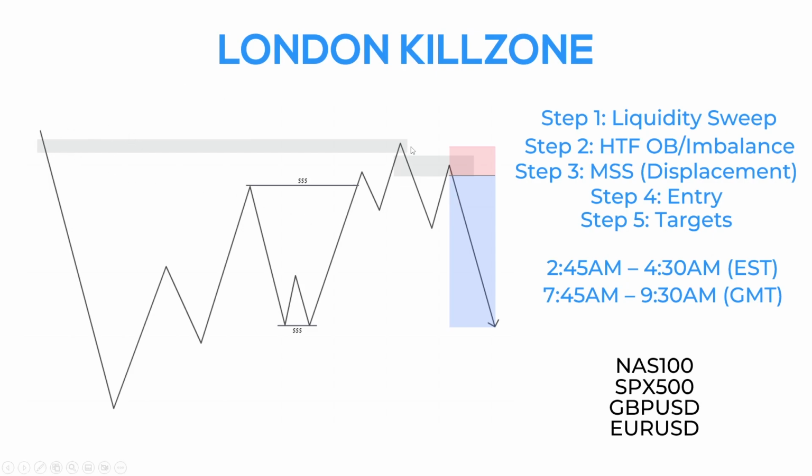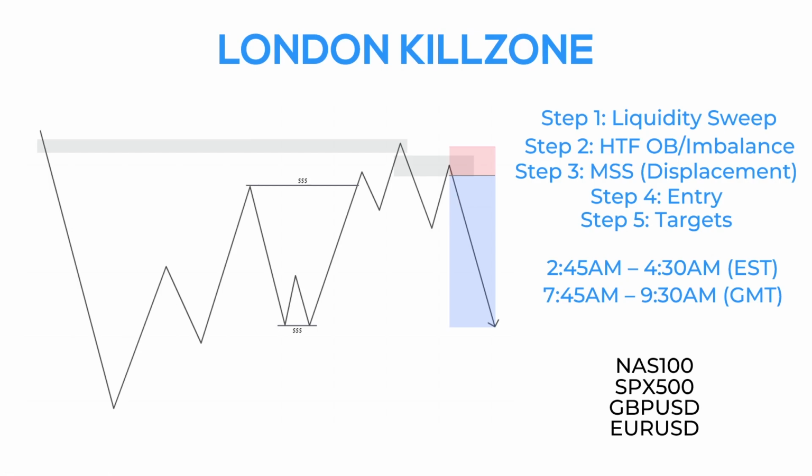Now after price taps into your order block, the next thing that you want to look for is a market structure shift with displacement, and you want to enter off the imbalance. So right over here you can see we have our market structure shift again with displacement because it is a very strong move. After our market structure shift, we left an imbalance right over here and we will enter off the 50% or even at the start of the imbalance right over here.